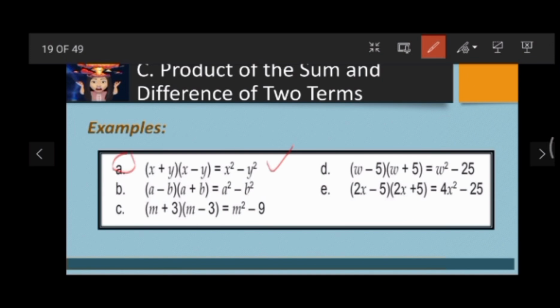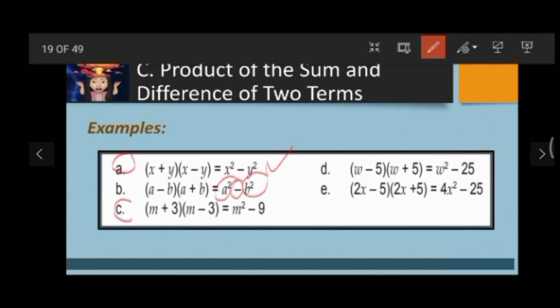So let's do letter B. We have a minus b times a plus b. So we will just get the square of the first term, which is a squared, and the square of the last term, which is b squared. And we need to remember that it is always negative.